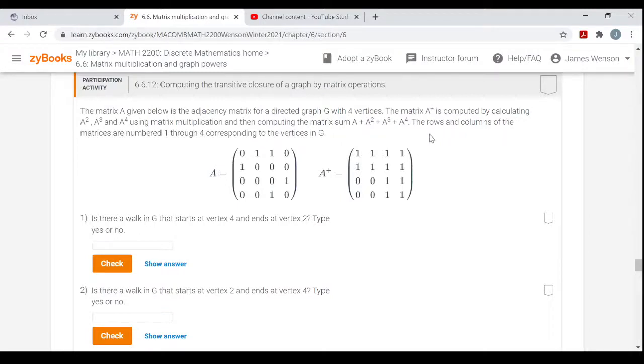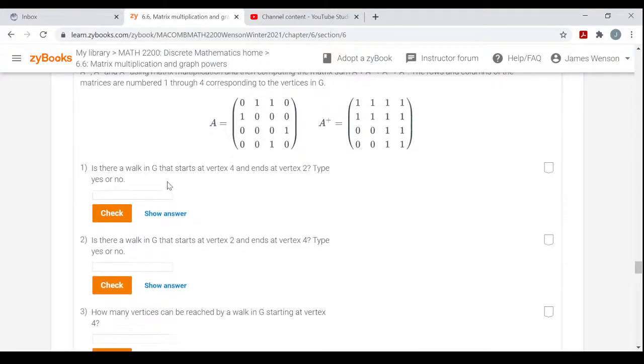The rows and columns of the matrices are numbered 1 through 4, corresponding to the vertices in G. Okay. Now, this is the adjacency matrix for graph G, walks of length 1. This is the adjacency matrix for G plus, the transitive closure. And if you see a 1 here, it just means there's a walk of some length from one vertex to the other.